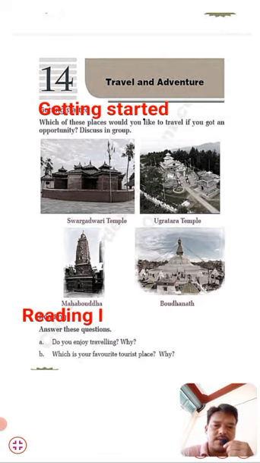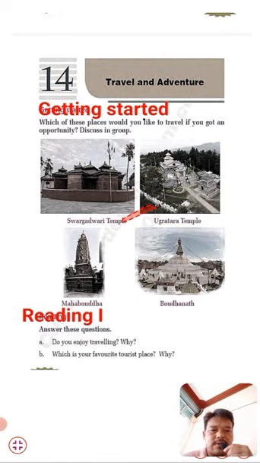In the second picture, here is the Ugratara temple, students. It's very famous. It's a religiously important temple of Hinduism, and it's also rich in its art and architecture. So students, this is a temple of Hinduism, which is very famous for its architectural structure.